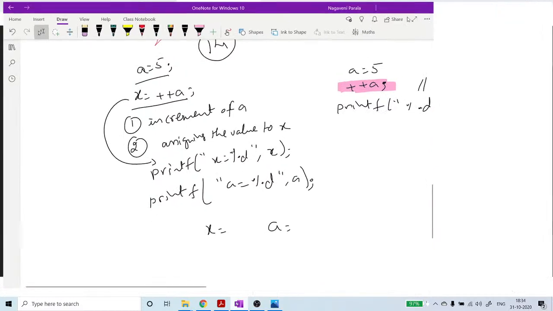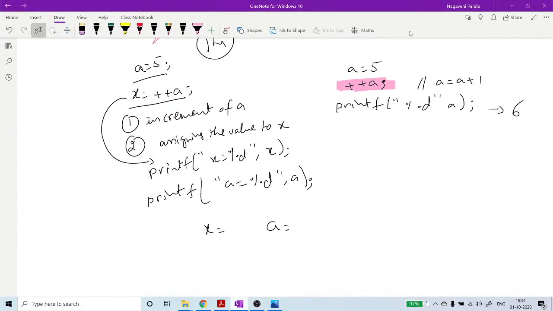Okay, I will tell you what will happen. I'll tell you with a diagram. See here, first I'll give the explanation for this, then I will explain with a diagram. Here I have written plus plus a. That means what? Pre-increment. And if I have written a plus plus, this is also increment. A value will be incremented by 1 only.